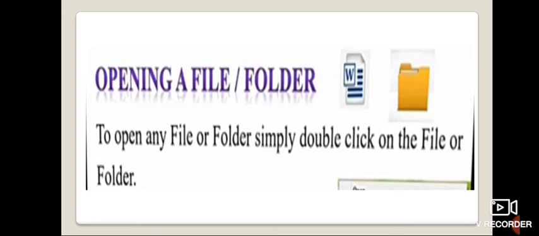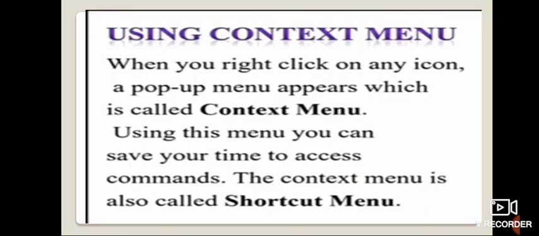Now how can we open a file or folder? To open any file or folder, simply double click on the file or folder. Students, now how can you use context menu? When you right click on any icon, a pop-up menu appears, which is called the context menu. Using this menu, you can save your time in accessing commands. The context menu is also called the shortcut menu.